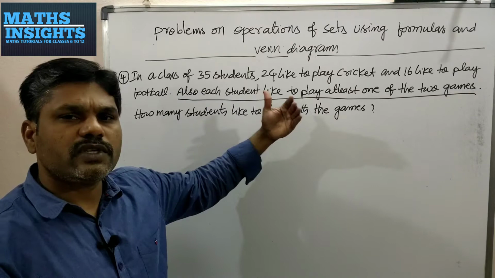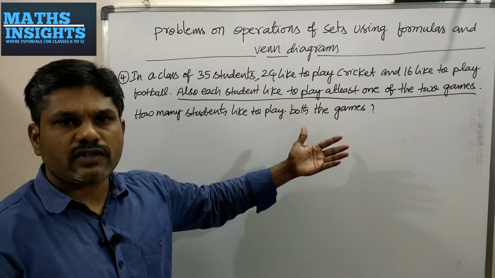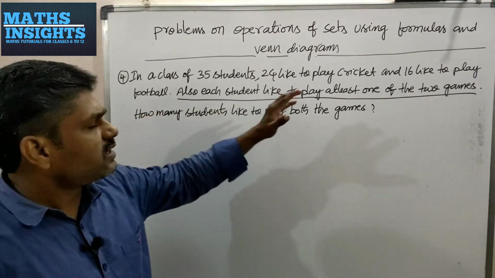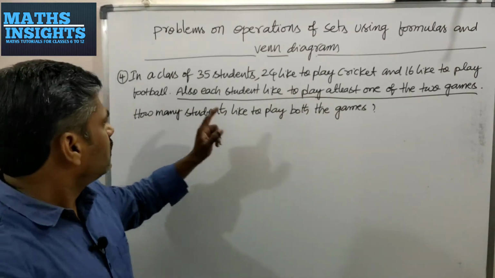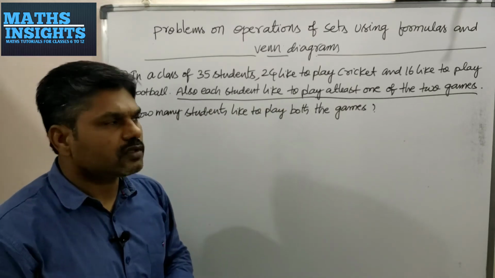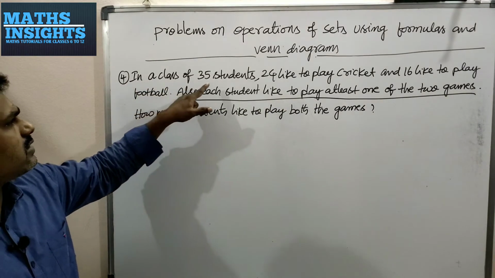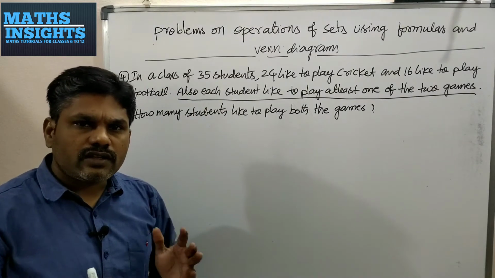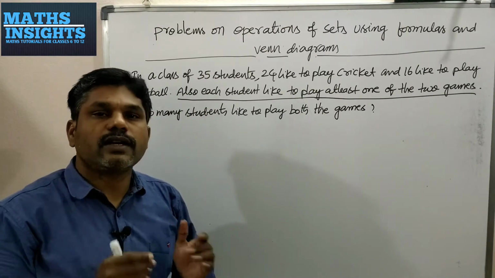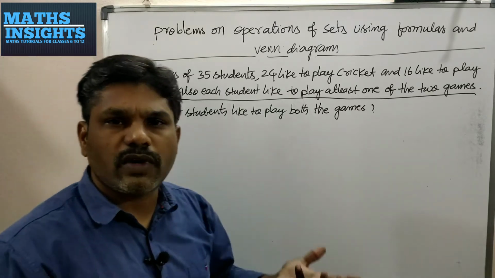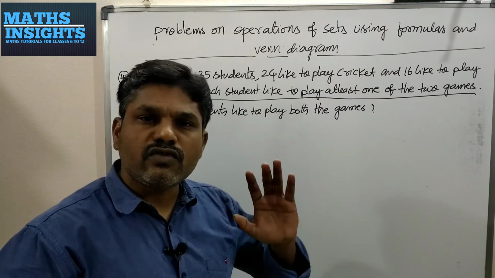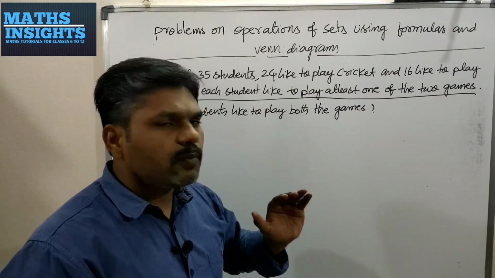This problem is similar to the previous one, but why I am taking this again is that this sentence is included in this question: each student likes to play at least one of the two games. They have given a class of 35 students. In 35 students, some may or may not, but they are clearly saying that every student will play at least one game. That means all are included in the union. That is the key point here.